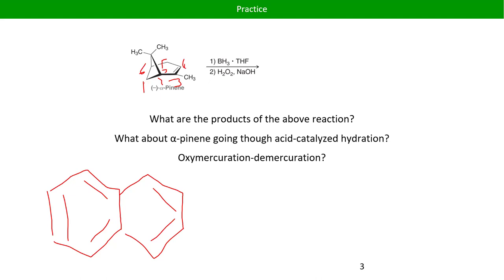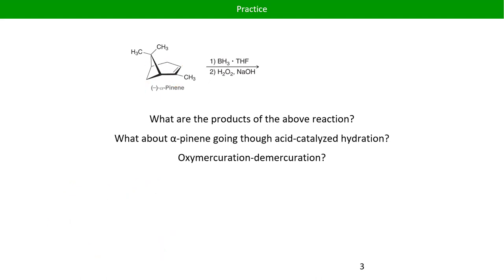So if we took this alpha pinene and we put it through hydroboration, followed by oxidation rather, what product or products are we going to get? We're going to get an alcohol. If it's hydroboration, it's anti-Markovnikov, so that puts it on the less substituted carbon. So that carbon there.